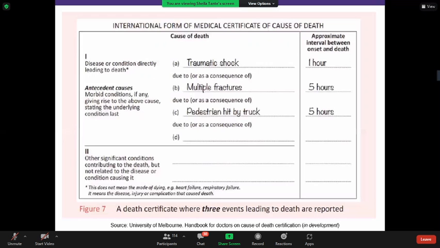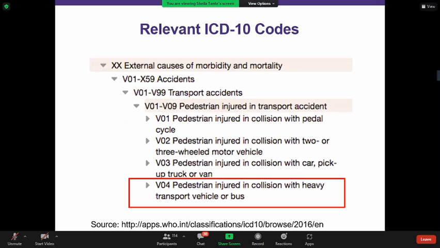Okay, so for example, this is the relevant ICD code for that particular patient. It was a pedestrian injured in collision with heavy transport vehicle or bus. So it has a code which is V04. If that code is used and the coding book is also looked into, the description is very much appropriate with what happened, okay?